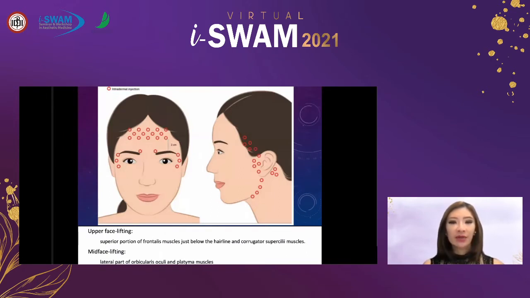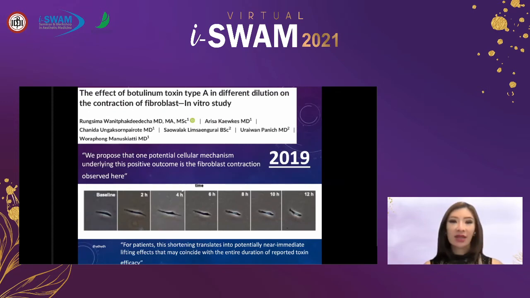So as you can see here, we can achieve upper face lifting and also mid face lifting. When you're going to do upper face lifting, the target is beneath the hairline. And for the mid face lifting, the target is the lateral part of orbicularis oculi and the platysma muscles. Other than that, it is known that botulinum toxin A has an effect on the fibroblasts.